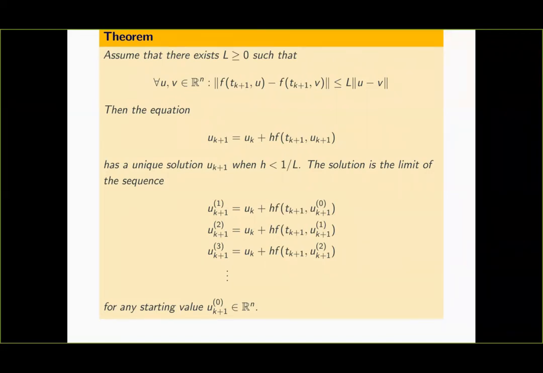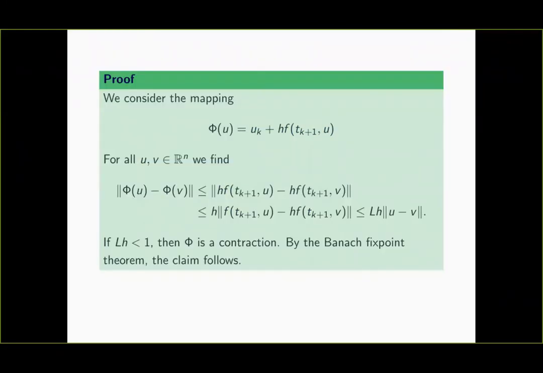For the sake of practice, let's briefly prove that the Banach fixed point theorem allows us to such a conclusion. Namely, we define this mapping phi of u equal u_k plus h times f of t_{k+1}, u. And then, okay, for all u and v, we find that the Euclidean distance of phi of u and phi of v can be bounded from above by L times h times the Euclidean distance of u and v. And, okay, L is some constant which only depends on f. And if I choose h so small that L times h is smaller than 1, then just by definition, phi is a contraction. And so the previous theorem is just a simple conclusion from the Banach fixed point theorem.